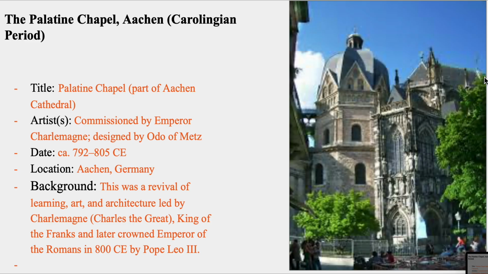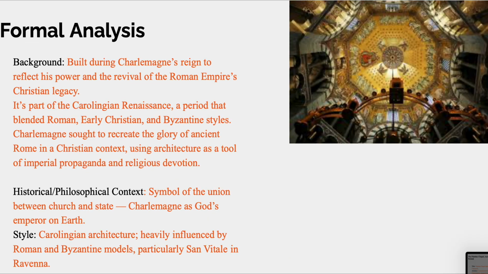Background of the Palatine Cathedral. This was a revival of learning, art and architecture led by Charlemagne, Charles the Great, King of the Franks, and later crowned Emperor of the Romans in the year 800 Common Era by Pope Leo III.